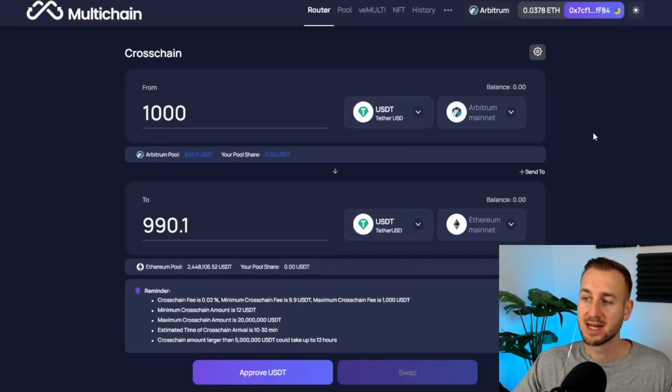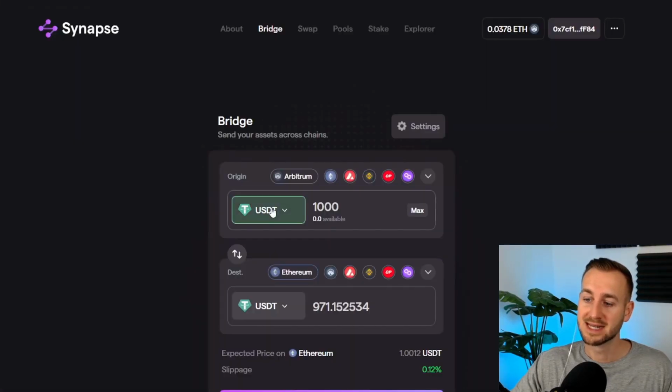Then we have Multichain here. I suggest this is the one with the most longevity, being around the longest, typically has the highest TVL of all bridges. And so many would say this is the safest bet. And I think if you're bridging huge amounts of funds, this is the place to do it as it has the deepest liquidity.